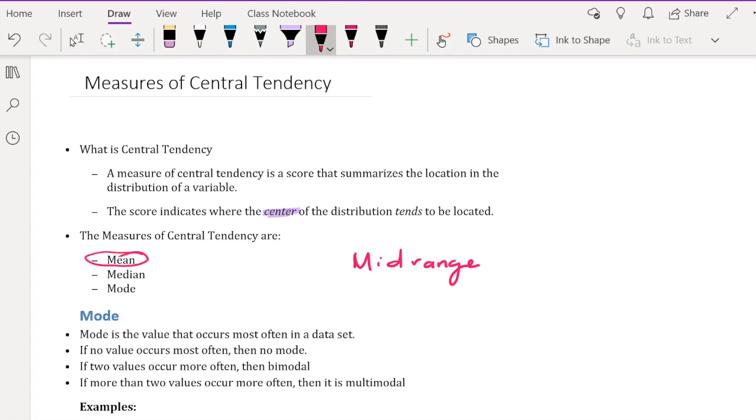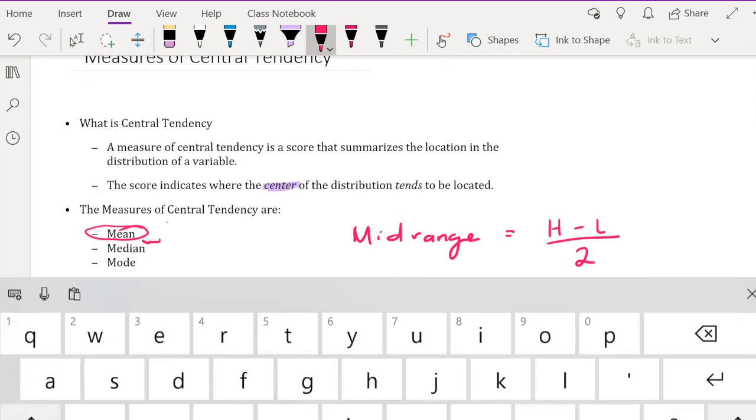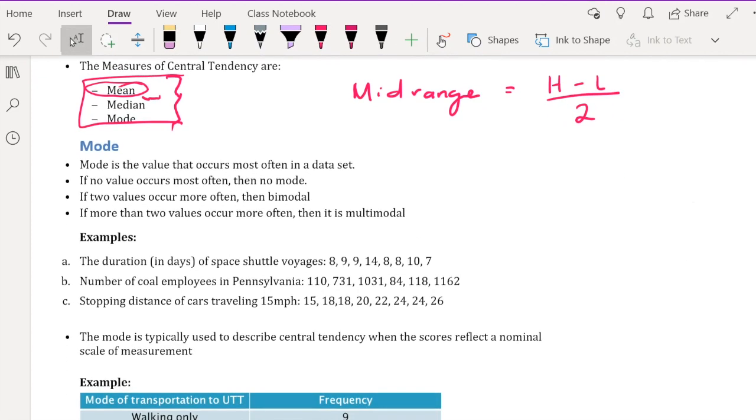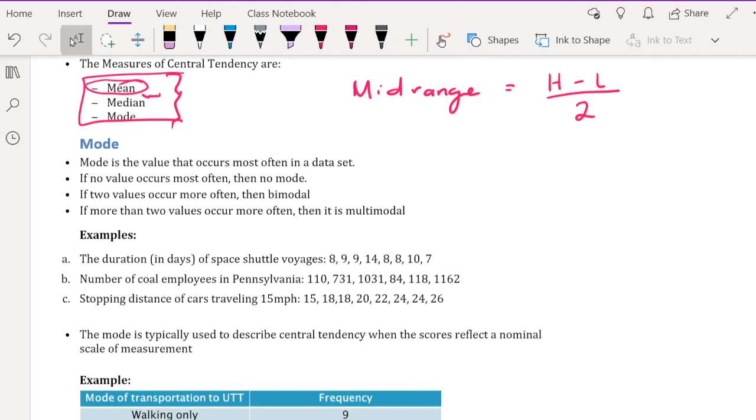The mid-range is very easy. You would just take the highest point plus the lowest point, and then divide it by 2, just in case you ever need this. But these three measures of central tendency are going to be the ones that we focus on. So let's start with the simplest one, which is the mode.